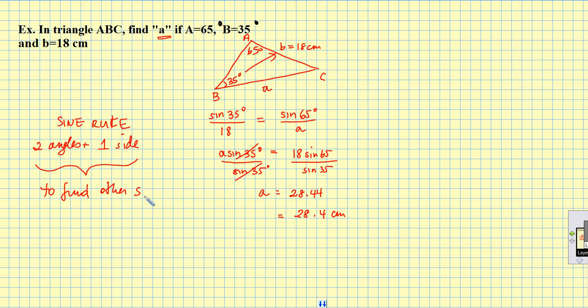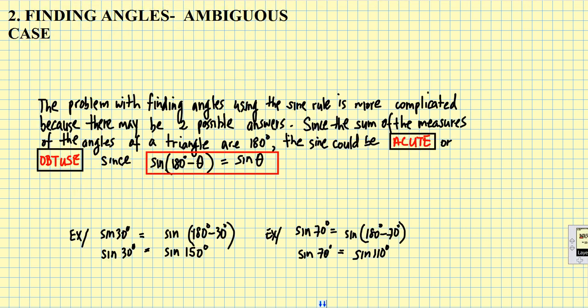Okay, so now we're going to get into a part that's a little bit more complicated. So the second part of this is called when we're looking for angles. And when we are using the sine rule to find angle measures, the situation gets a little bit more complicated because there's something that is called the ambiguous case. Now, what the ambiguous case basically tells us is this.